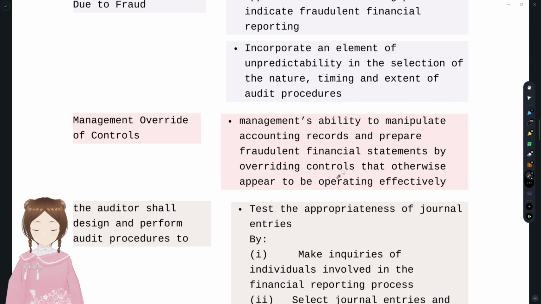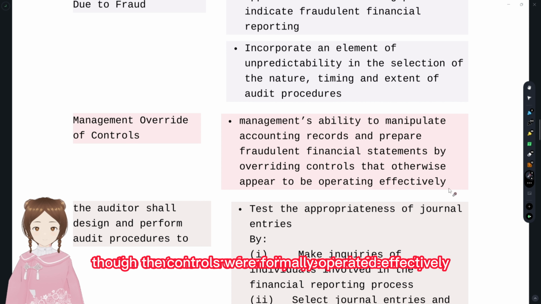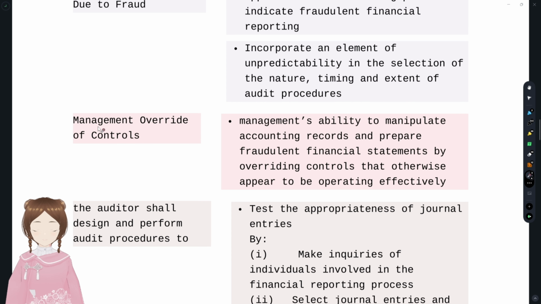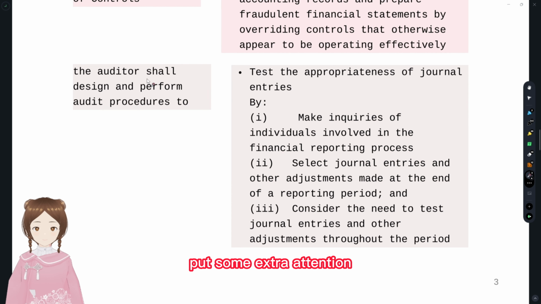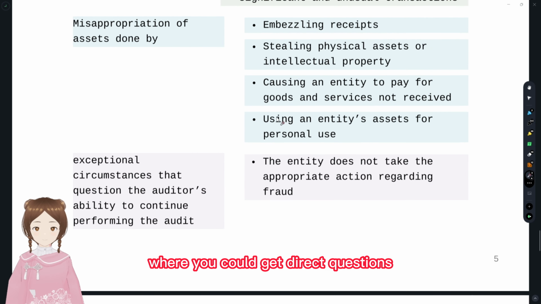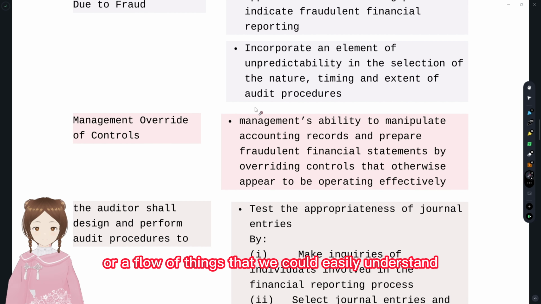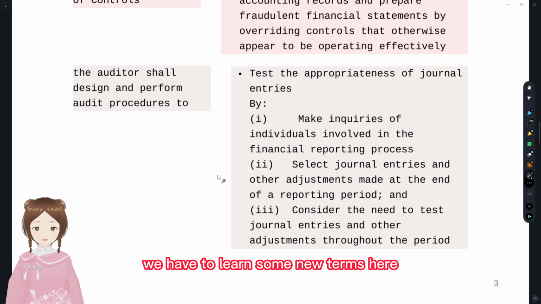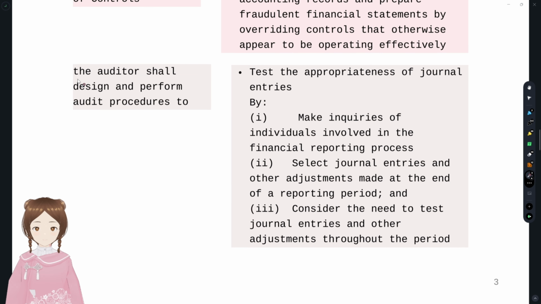They are overriding the controls. If they hadn't overridden those controls, the controls would normally have operated effectively. From now onwards, put some extra attention, because these are topics where you could get direct questions, a sequence or a flow of things that we can easily understand. We have to learn some new terms here, but nothing very difficult. These are things we often see in FR, but we have to incorporate them into audit also.